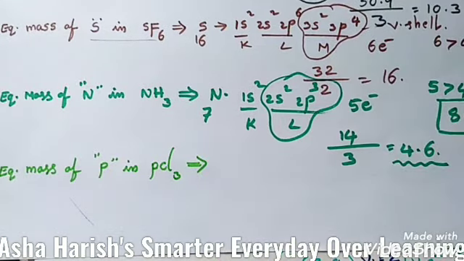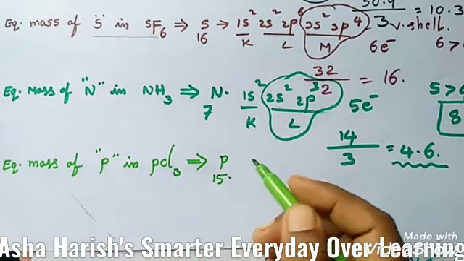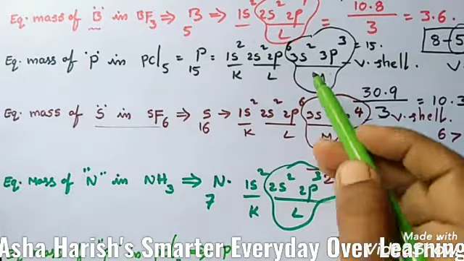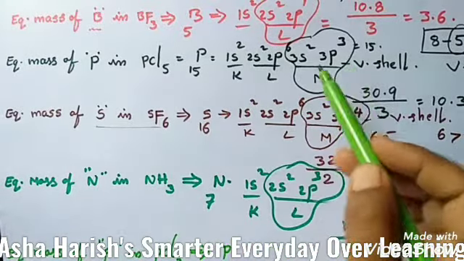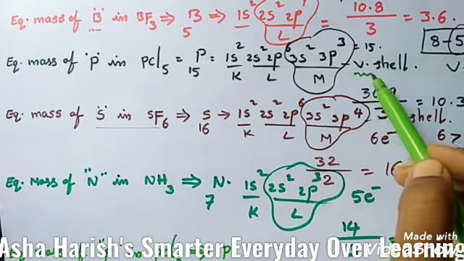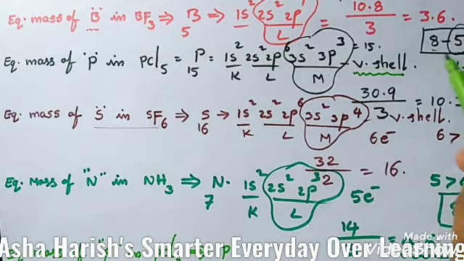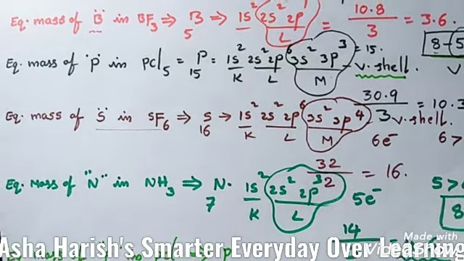Find the equivalent mass of phosphorus in PCl3, phosphorus trichloride. Here the central atom is phosphorus, atomic number 15. Here we have already done about this phosphorus, no need to do that again. 1s2, 2s2, 2p6, 3s2, 3p3. Here 5 electrons are the valency electrons. This is the valency shell. So 5 electrons means 8 minus 5, that is only 3. The valency of this phosphorus is 3.